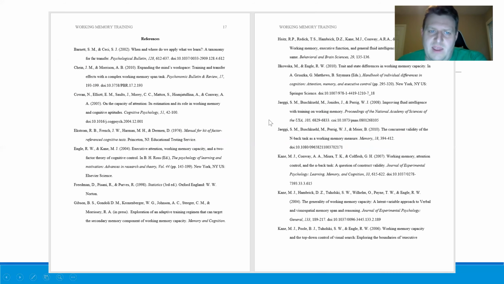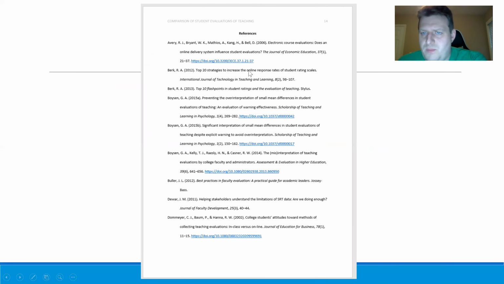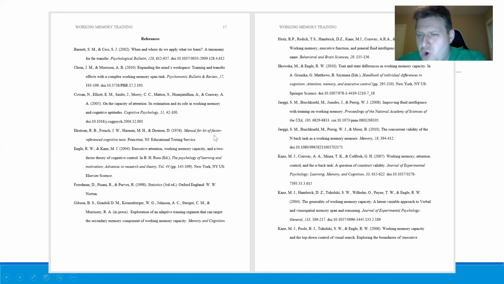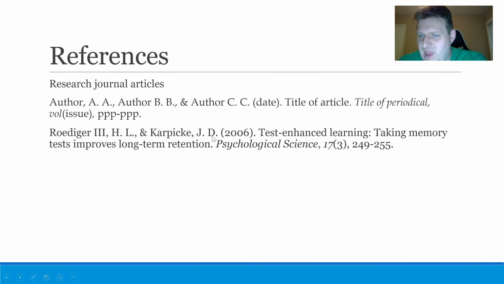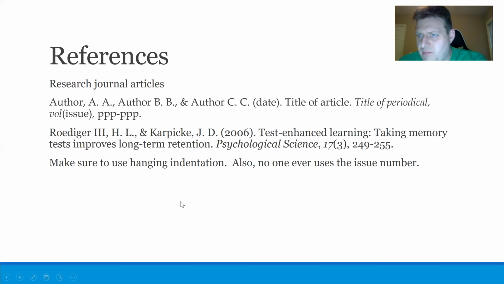Now, you'll notice that in here, we see the issue number. The issue number is there for every single citation that's from a research article. Personally, I've never really seen actual psychologists use this issue number. I don't see it that frequently. So if you completely remove the issue number, I would not be mad. I don't know why it is APA style to include this, and practically no one ever does. I don't know why that's the case, but that's just how psychologists do things for some reason.